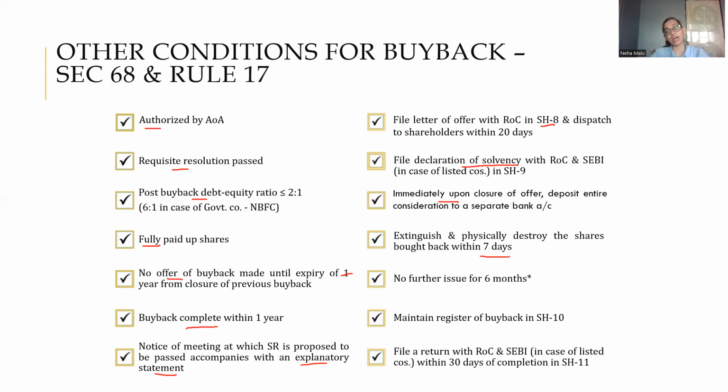buying back. Also, the company cannot go for further issuance of shares for the next 6 months, except where there is a condition that the company can go for. So, for example, there are ESOPs and certain other such cases, then that is still permissible. However, the company cannot go for further issuance of shares for the next 6 months.